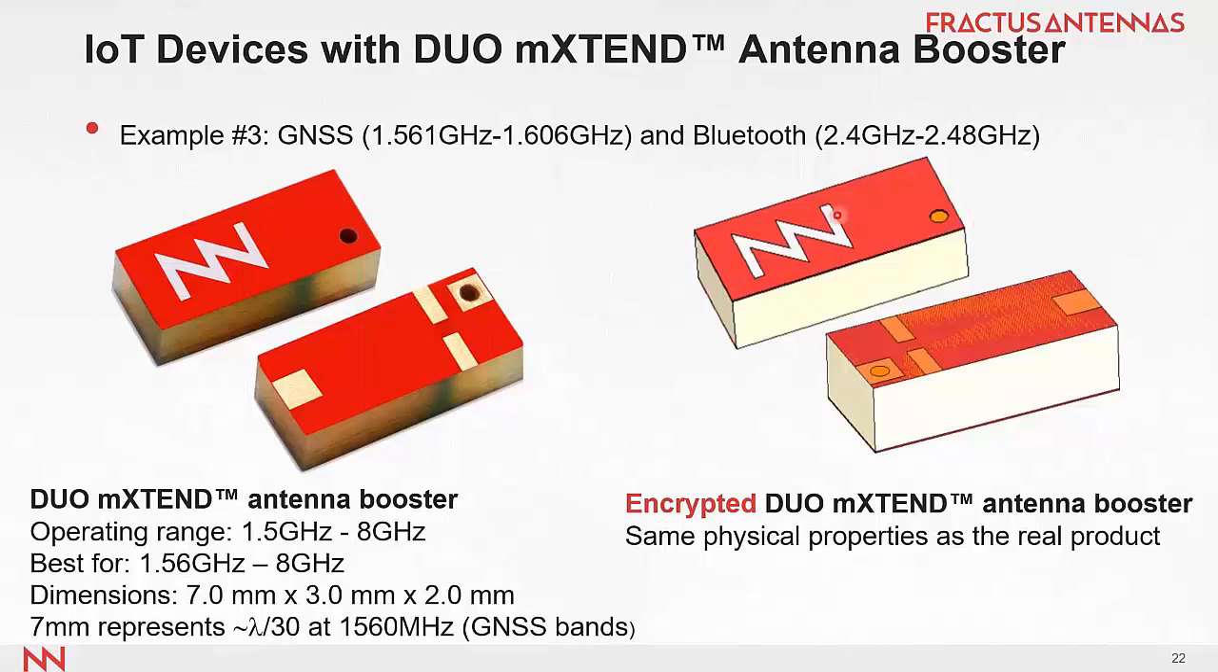Also, the advantage of these components is that you can operate even in Wi-Fi dual band, because in the end it's just to design a new matching network. But in this case, we're going to see one example operating at GNS and Bluetooth. Again, you see the antenna booster is very small. It's lambda over 30 at the GNS frequency bands. The component is 7 mm by 3 by 2. And this is the real component. And this is the encrypted model with everything, the real mechanics, the geometry, the materials from the vendor, included and taken into account in the encrypted model by CST.